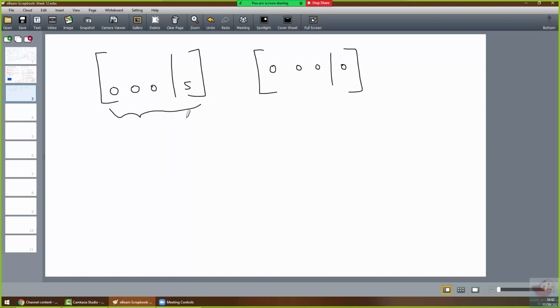The example on the left technically is saying 0x plus 0y plus 0z equals 5. Which means 0 equals 5. But 0 doesn't equal 5? That's crazy talk. So if all of your variables cancel, just like we said in 9.2, and you get something false, then there's no solution.